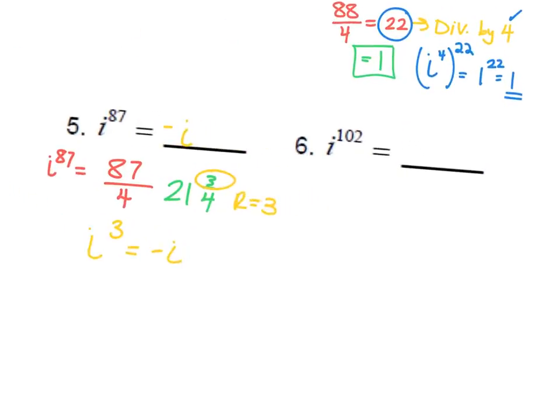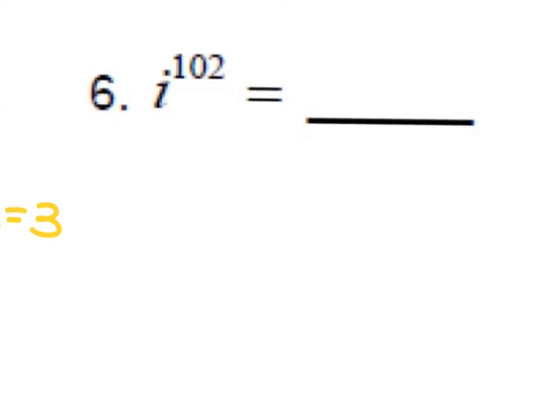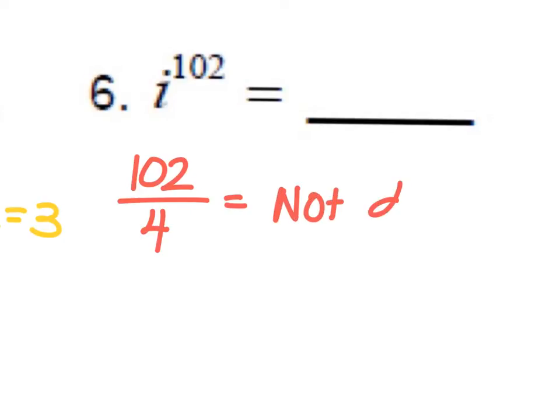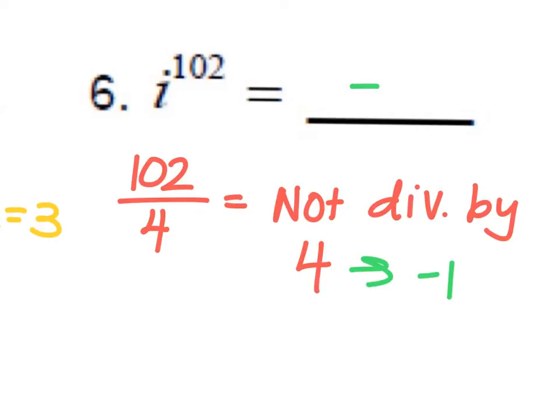Number 6. This is even. So it's either divisible by 4 or not if it's even. So let's do 102 divided by 4. Well, that ends up being 25.5. So it doesn't work. So it's not divisible by 4. So remember the evens trick. If it is divisible by 4, our answer is positive 1. And if it's not divisible by 4, then the answer is negative 1, or i squared.